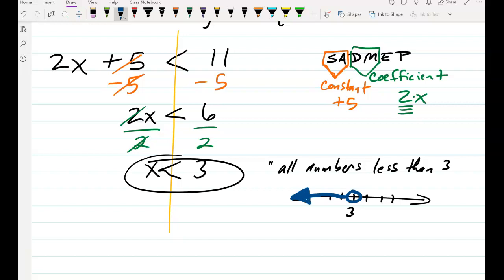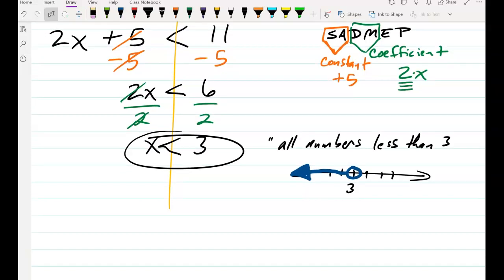Now, verifying solutions to inequalities is a little bit different than verifying solutions for equations, because we have to actually find a number that is less than 3 to put into our verification. So I'm going to rewrite my original inequality, 2x plus 5 less than 11. Now, x has to be less than 3. So what number is less than 3? Well, let's pick something easy. 2 is less than 3. So I'm going to put in 2 for x. So 2 times 2, because 2 is less than 3, plus 5. Will that be less than 11?